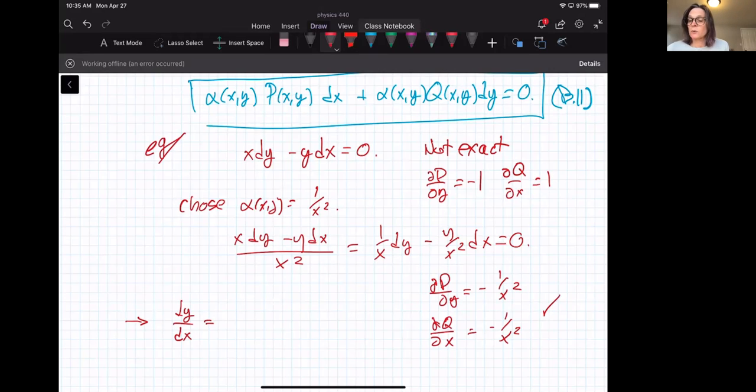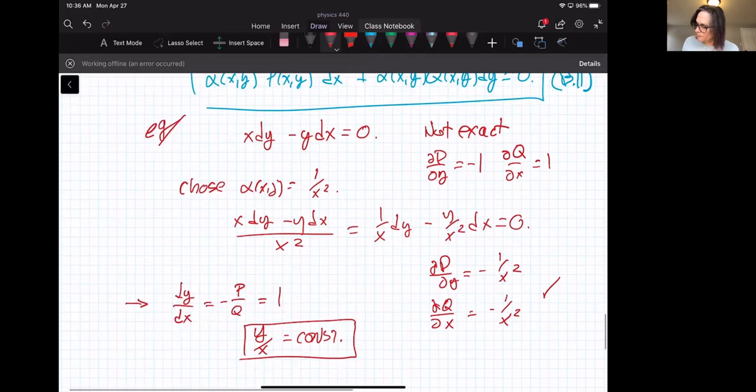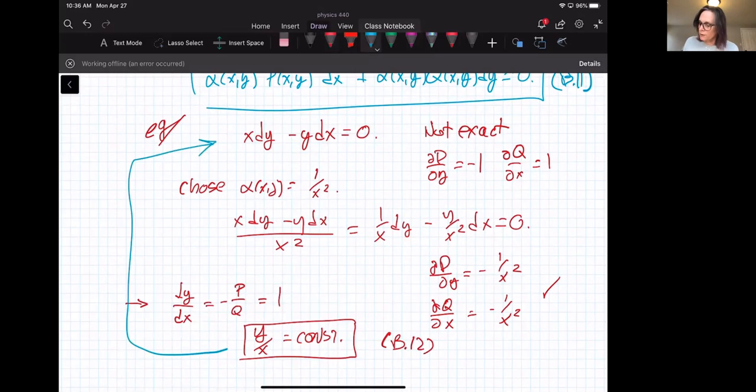What's dy dx equal to? Negative p over q. Go ahead, Nick. Negative p over q. Right, minus p over q, which is equal to 1. So that means that y over x is equal to a constant. And if you check back over here, that's the solution to that differential equation.